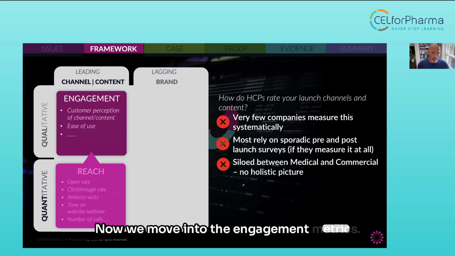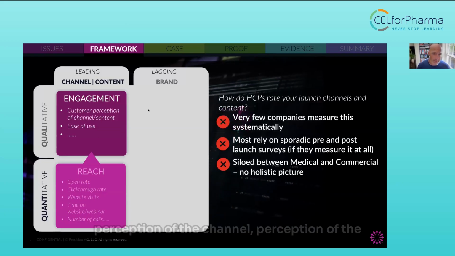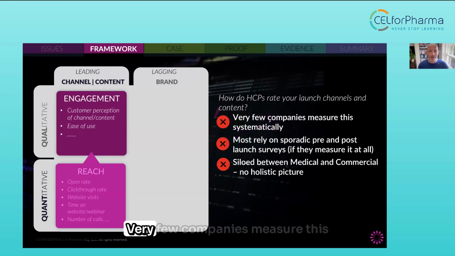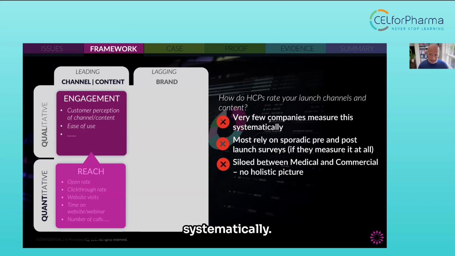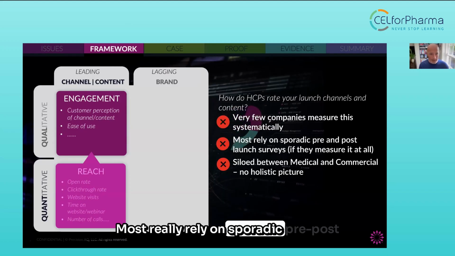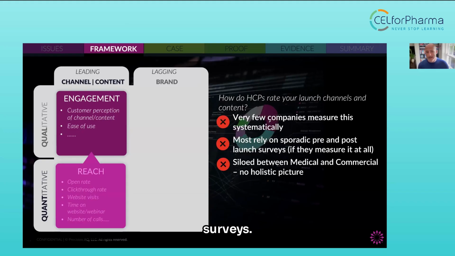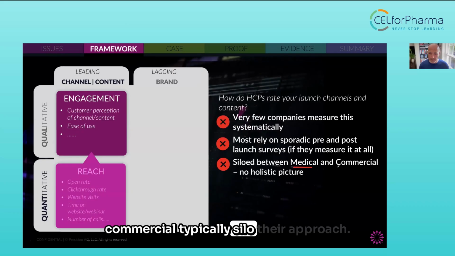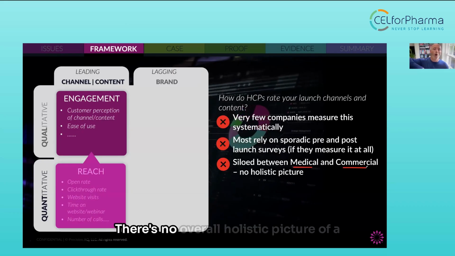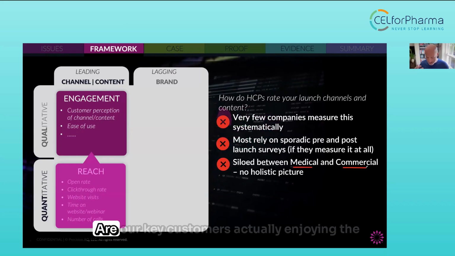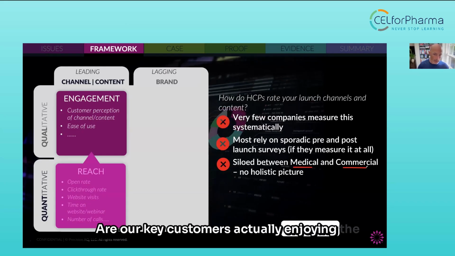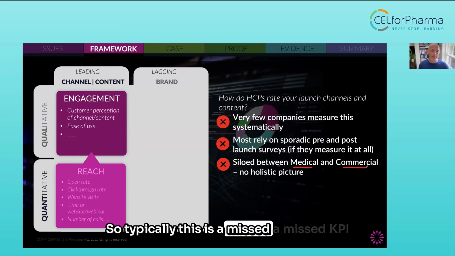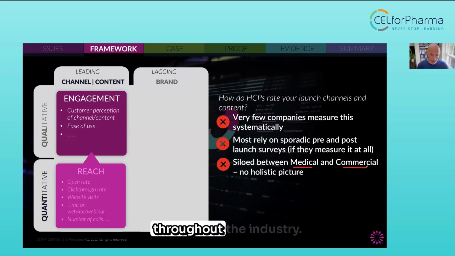Now we move into the engagement metrics. These are things such as customer perception of the channel, perception of the content, ease of use, etc. Very few companies measure this systematically. Most really rely on sporadic pre-post surveys. Sometimes you do, sometimes you don't. Also, the key issue is that medical and commercial typically silo their approach. They don't share the data. There's no overall holistic qualitative picture: are our key customers actually enjoying the content? Are they getting some value in some of the channels that they use? So typically this is a missed KPI throughout the industry.